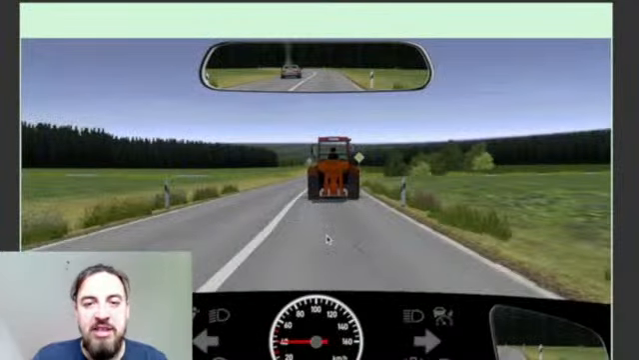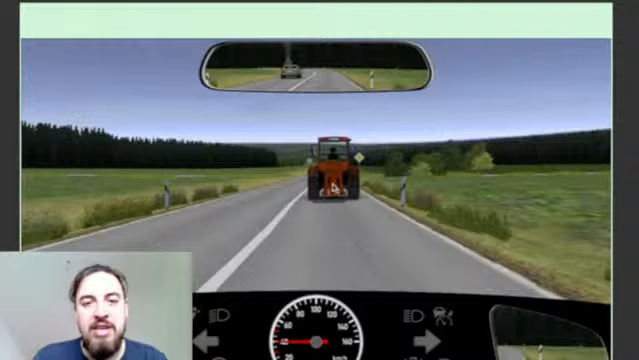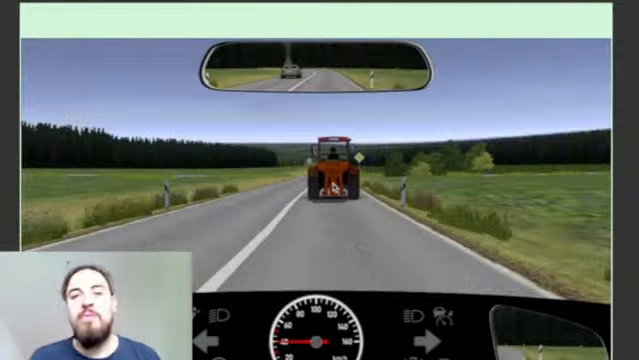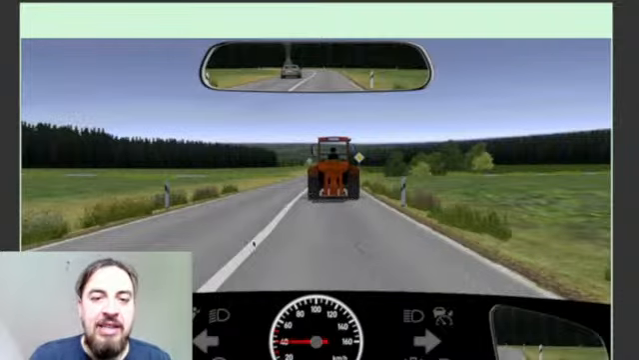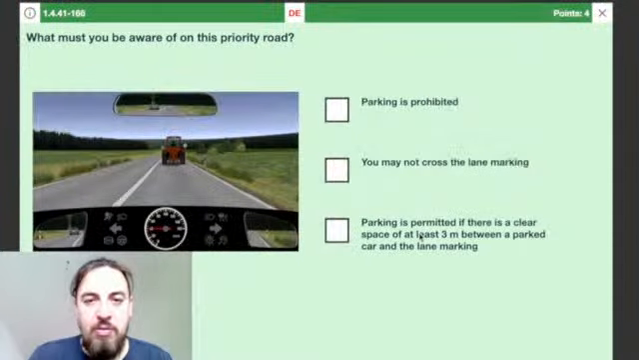We are driving 40 kilometers. In this case, we are on a priority road. A truck or a construction vehicle, a tractor, is in front of us, and yeah, we have a continuous line again. So what do you think now? 1, 2, or 3?